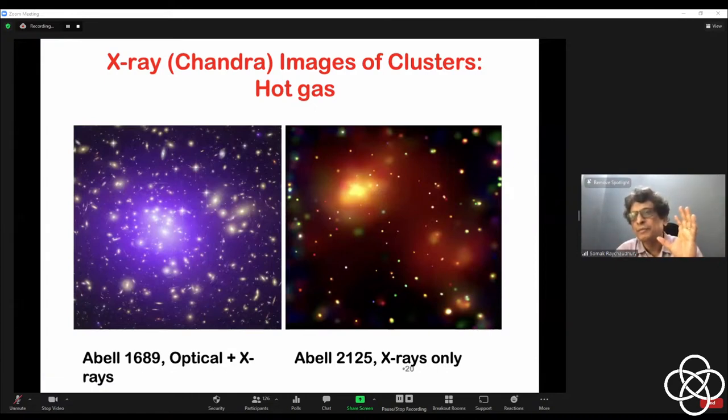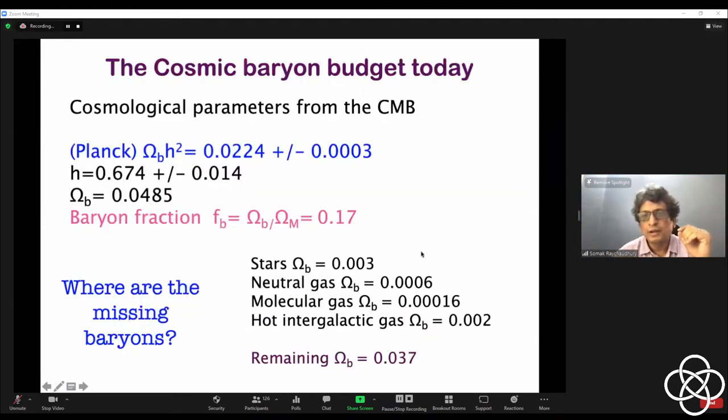Now, I'll show you in a moment, the clusters are predominantly made of dark matter. And one of the ways of tracing the dark matter is looking at this hot gas, because it's the gravitational potential of the dark matter halo of the cluster that's holding this together and making this very hot. So let me just pause and look at the people raising hands.